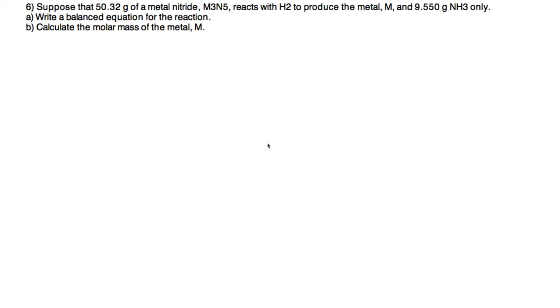Suppose that 50.32 grams of a metal nitride, M3N5, okay, so we don't know what M is, we know N is nitrogen, reacts with hydrogen to produce the metal and NH3. So we need to balance the equation so we understand what's going on here.